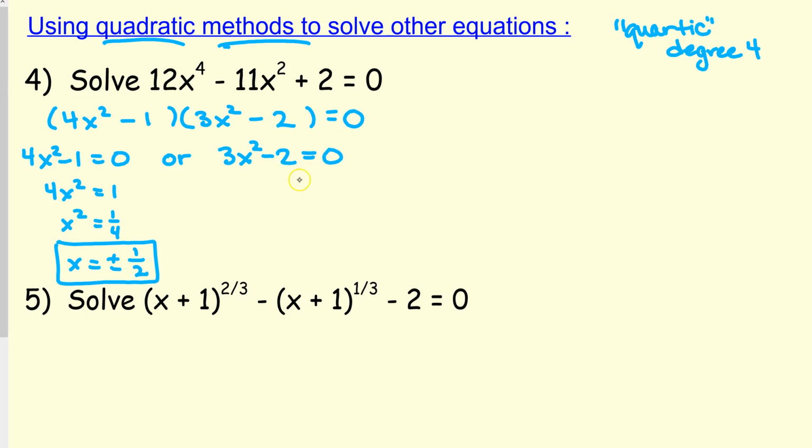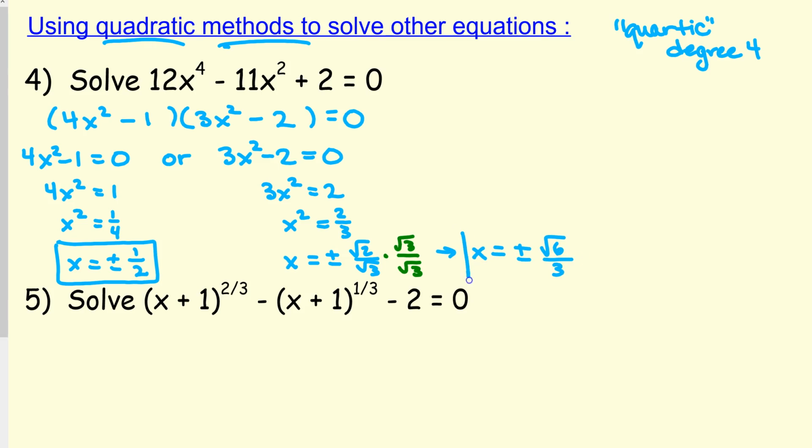And then the second equation can also be solved by square rooting. So start by adding 2 to both sides, then divide both sides by 3. We have to get the x squared by itself first, and then we're ready to square root. So we have x equals plus or minus the square root of 2 over the square root of 3. Now remember, before we did review how to rationalize a denominator. So we multiply the top and the bottom by square root 3. And that gives us x equals plus or minus square root 6 over 3. So there we have 4 answers altogether for that equation.